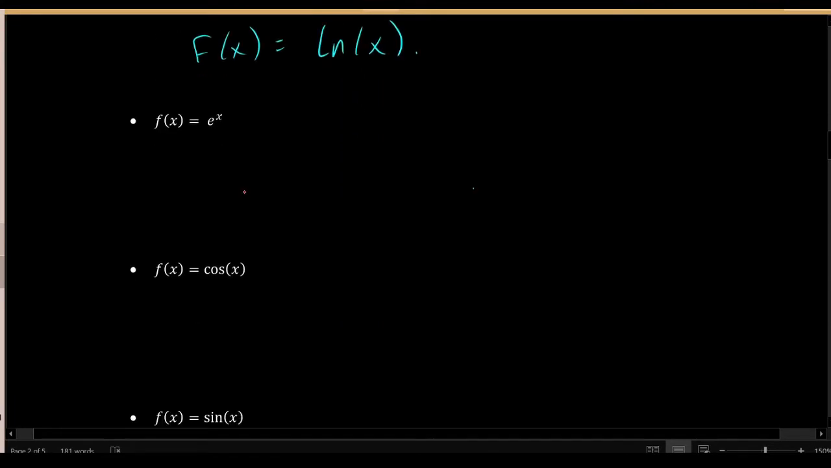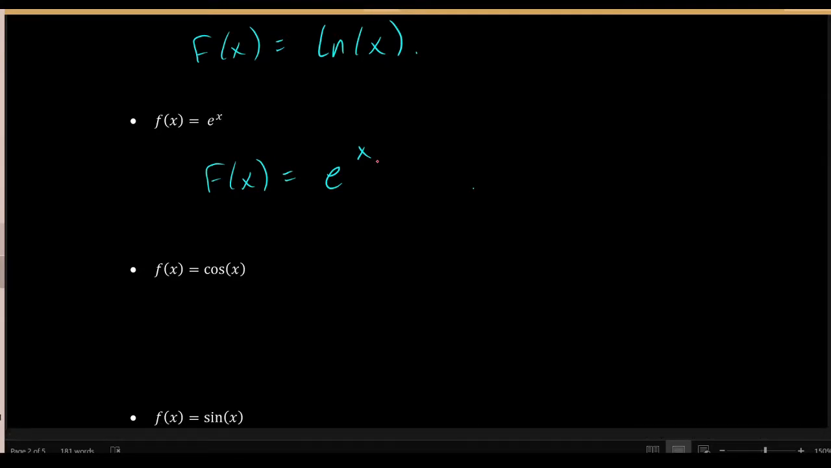Now, what if we have e to the power x? What function has e to the x as its derivative? As we know, if you take the derivative of e to the x, then e to the x is the result. So e to the x is not only its own derivative, but its own antiderivative.